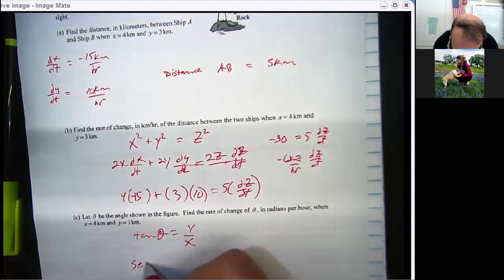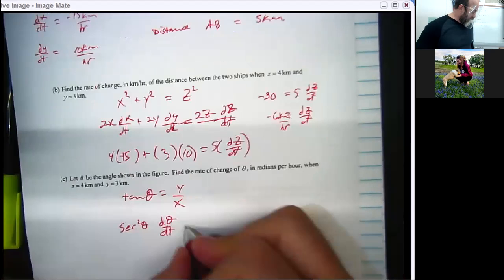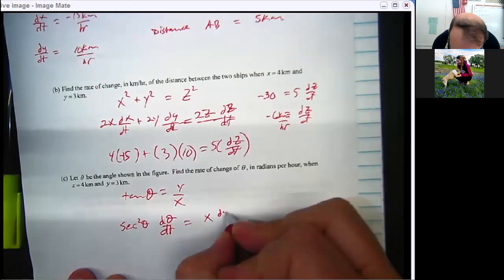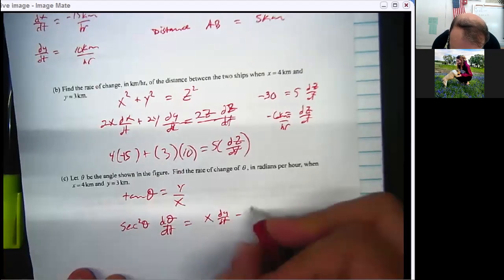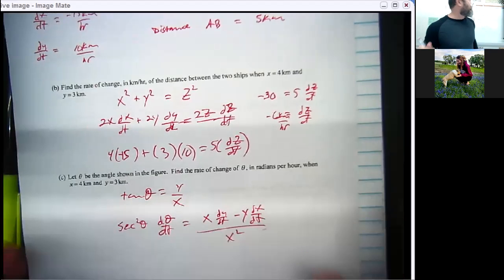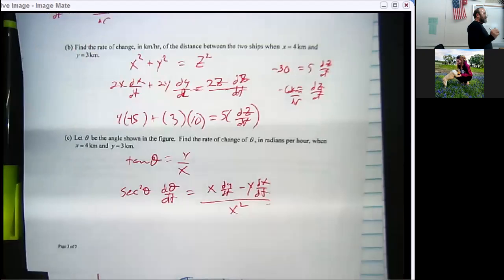Secant squared theta, d theta dt. And then we come over here, and then we kind of get sad because somebody handed me a quotient. We have to do low d high minus high d low, over the square of the low, and away we go. Oh man, that kind of sucked, didn't it? Have we done our calculus?